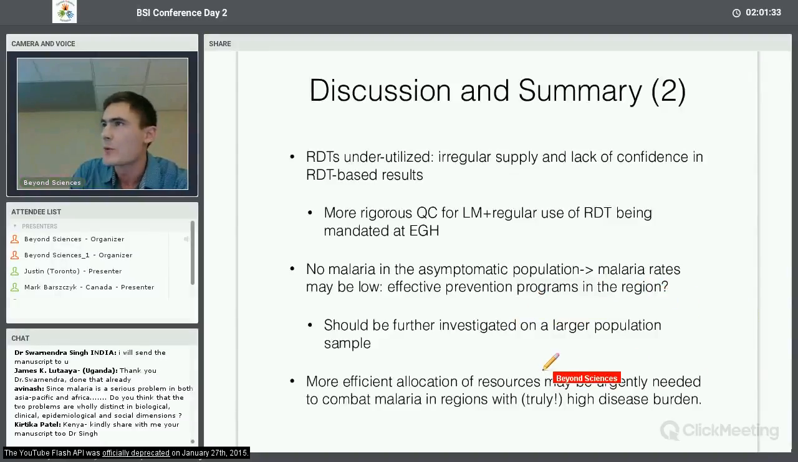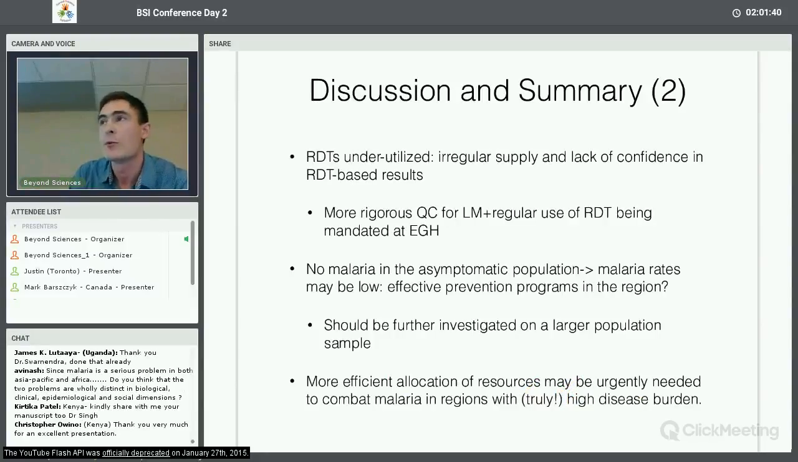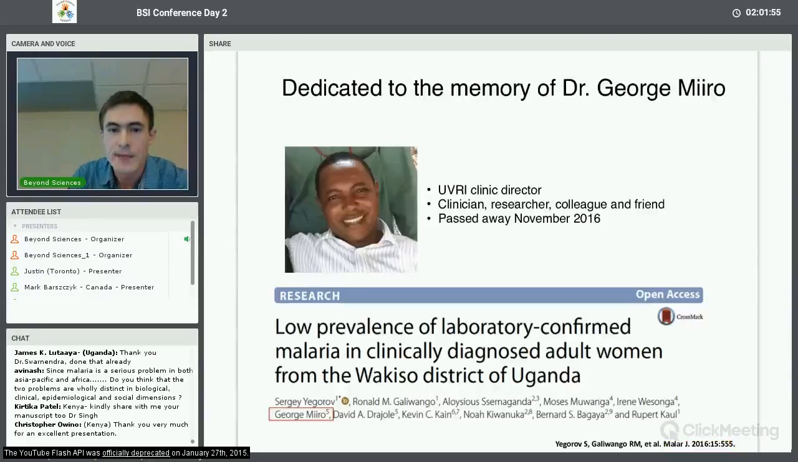And I'd like to conclude by saying that more efficient allocation of resources may be urgently needed in Uganda, but also in other countries of the world, because malaria still remains a serious concern in pregnant women, also individuals with co-infections. So allocation of resources to the high prevalence regions is necessary.